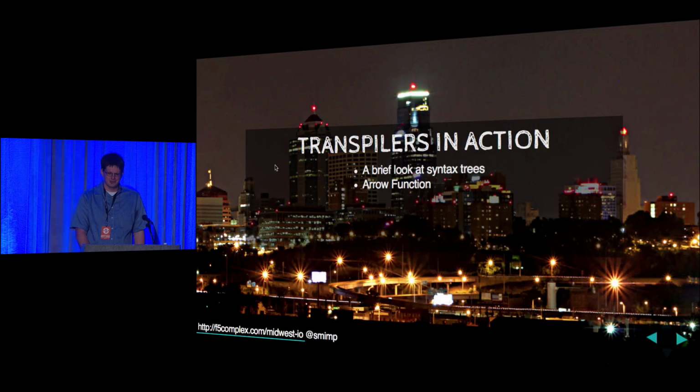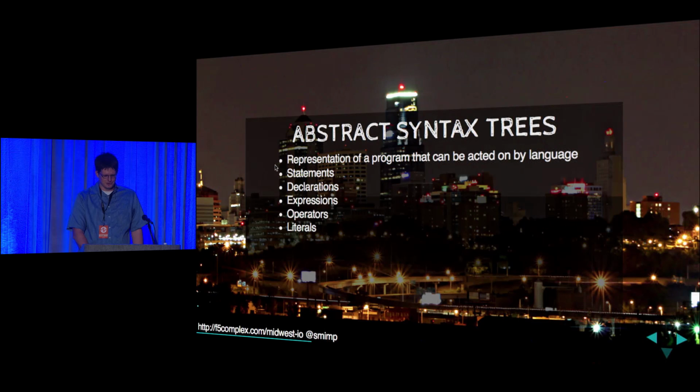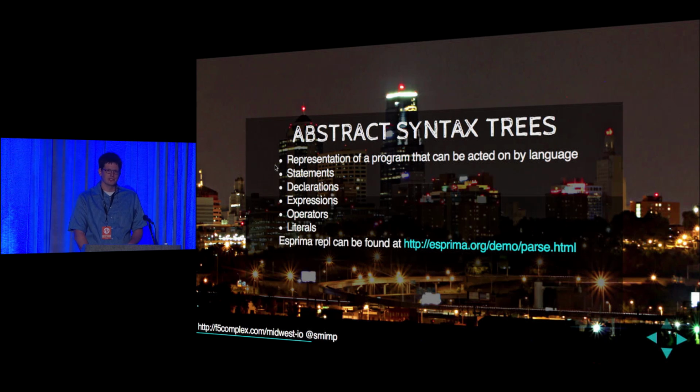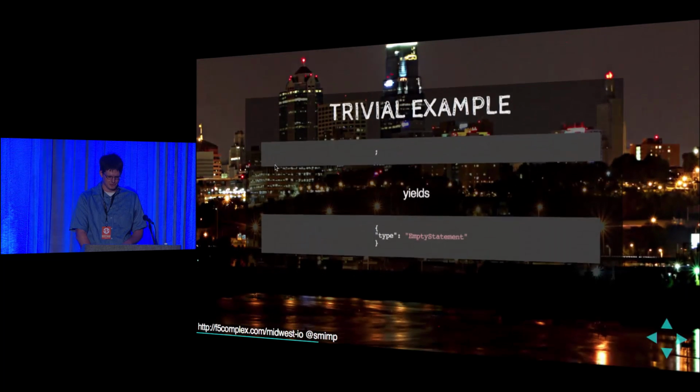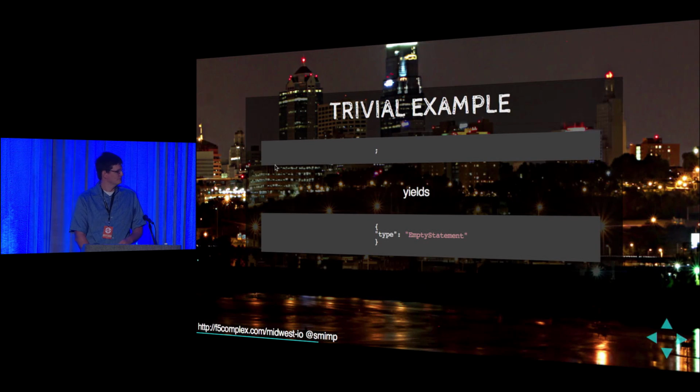And now we're going to look at how transpilers work and do the arrow function. So the JavaScript interpreter converts your JavaScript into syntax trees and can operate on them. And you can look at the Esprima parser, and it's kind of cool to see exactly what the code is converted to when it's run by the interpreter. So, a trivial example, the semicolon, it yields a type EmptyStatement.